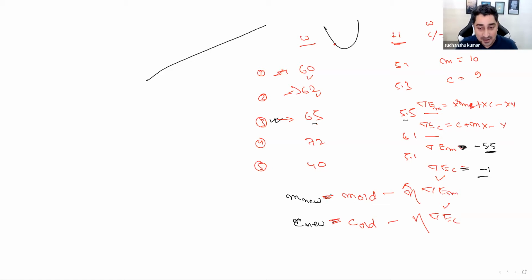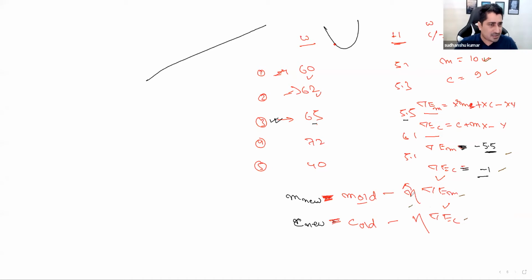Okay, so here my idea is to find out a new value of M and a new value of C. Now, what will be the new value of M and C? I'm aware of the old ones, which give me this error and this error. So I'm not able to achieve delta E by delta M or delta E by delta C equal to 0, which was my ultimate objective.